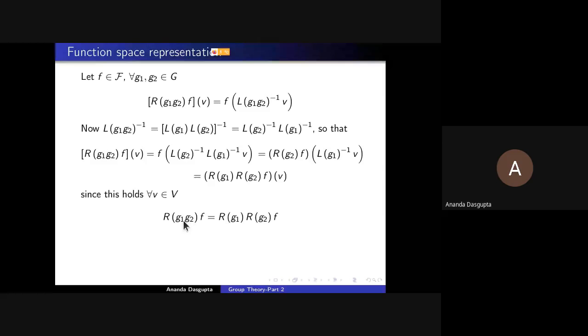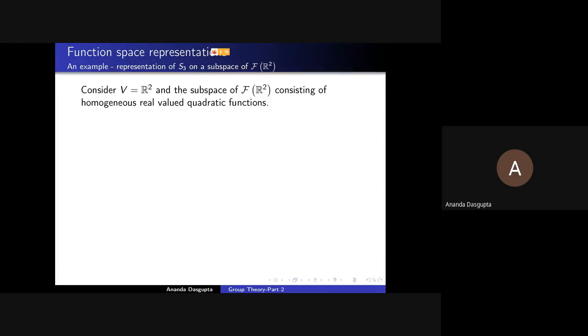This is what ensures that R(g1 g2) is R(g1) R(g2). I think you should take this as the homework. I'm actually going too slow again, so let me speed up a bit. The proof is sort of straightforward, but takes some thought. So try to see why this will work, but let's just give an example of this in action.